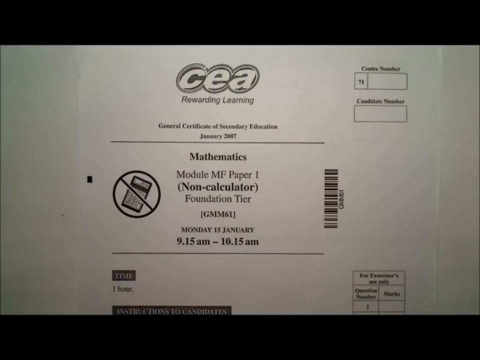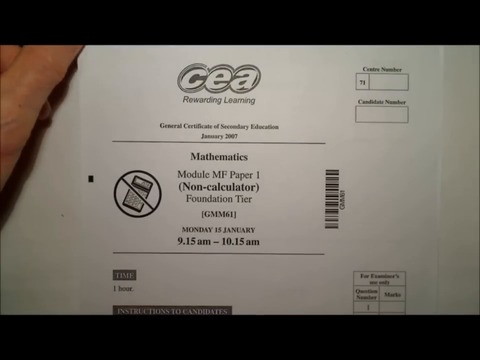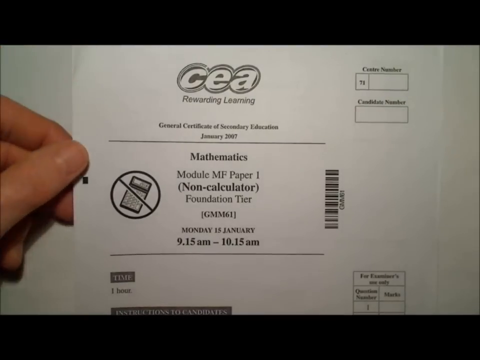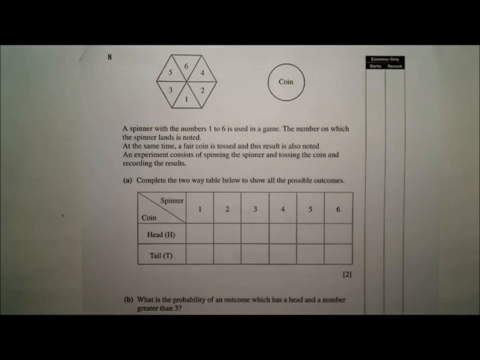Okay, this is the third part of the January 2007 MF or N5 module paper 1, and this time we're going to move on with questions 8 onwards. So if you could have a look at question 8, have a go at that, and then we'll go through it in a minute.